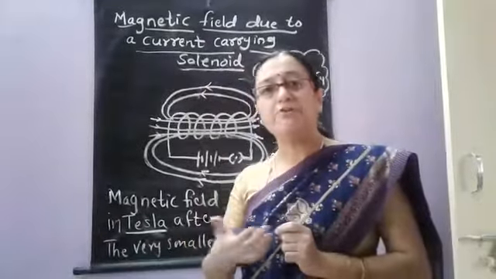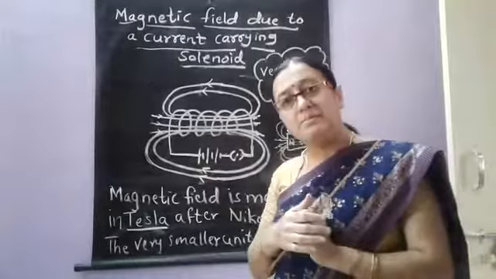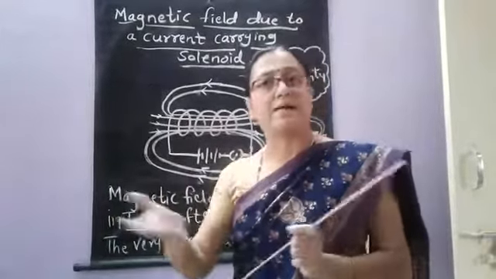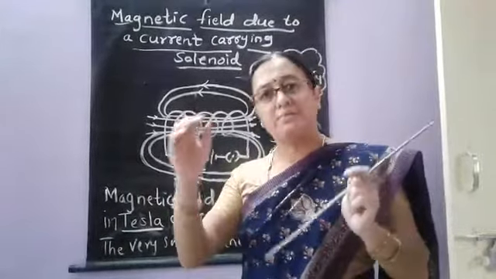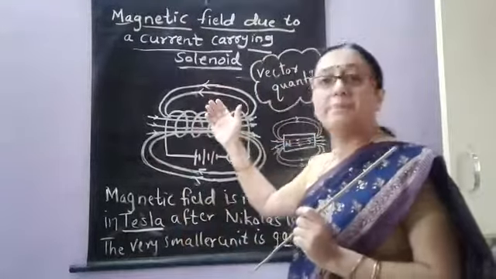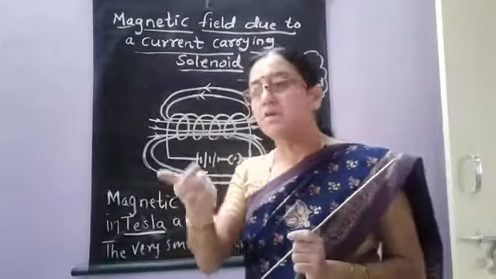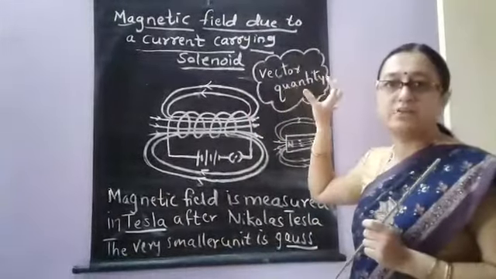Because the magnetic field is a vector quantity. Why is it a vector quantity? Because it has both direction and magnitude. It has some magnitude, some measurement, and along with that, it is moving in a particular direction. So it has both direction and magnitude, and so it is called a vector quantity.